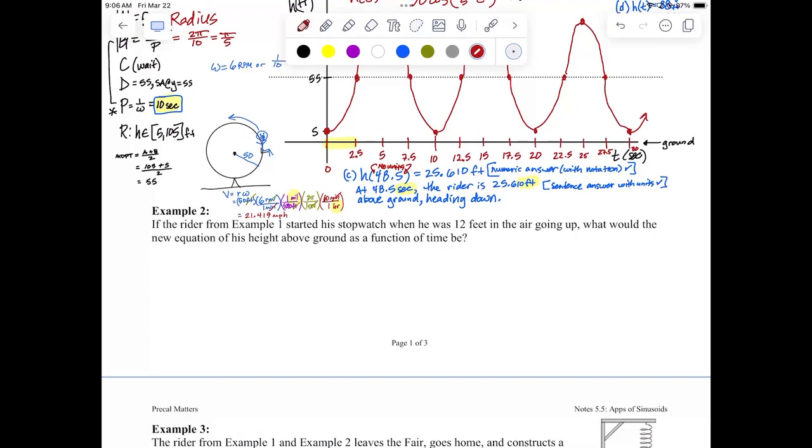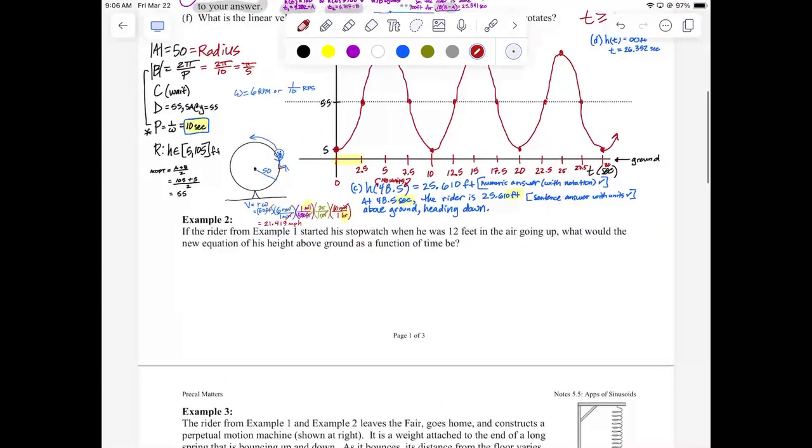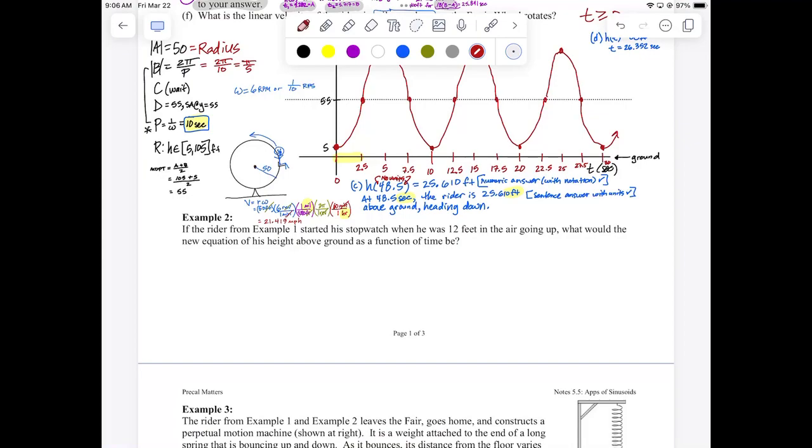All right, round 2. If the rider from example 1, you remember that guy? That's this guy right here. If that rider started his stopwatch not when he was at the bottom when the ride started, but when he was 5 feet above ground, he was a little slow on starting his stopwatch. He started it when he was 12 feet up in the air going up. What would the new equation of his height above ground be as a function of time?